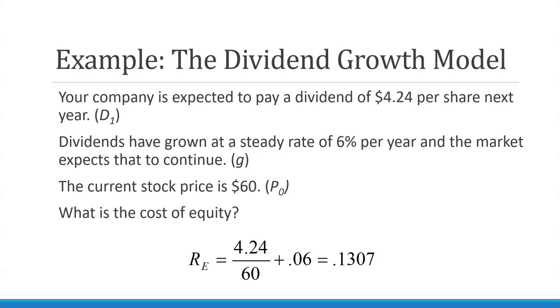In this example, we have a company that is expected to pay a dividend of $4.24 per share next year. Dividends have grown at a steady rate of 6% per year, and the market expects that to continue. That's our continuous growth. The current stock price is $60. So what is our cost of equity? Well, we put that information into our dividend growth model, and we get a cost of equity or a required return of 13.07%.